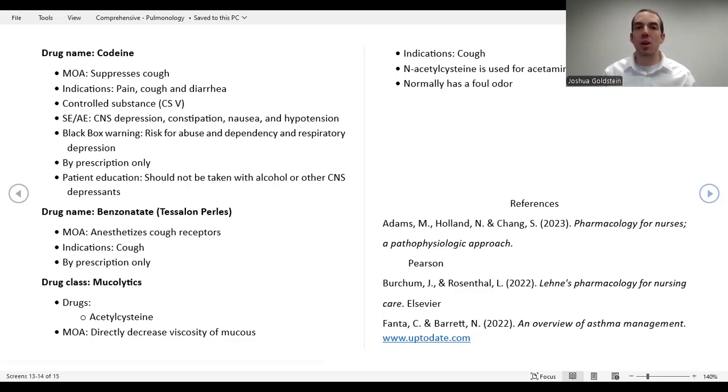What do we use this for? We use it for a cough. The good thing about this medication is that it's very safe to take. It doesn't really have any side effects. The bad thing about this is it doesn't really work as well as some of the other medications. For patients that it works for, it's great.